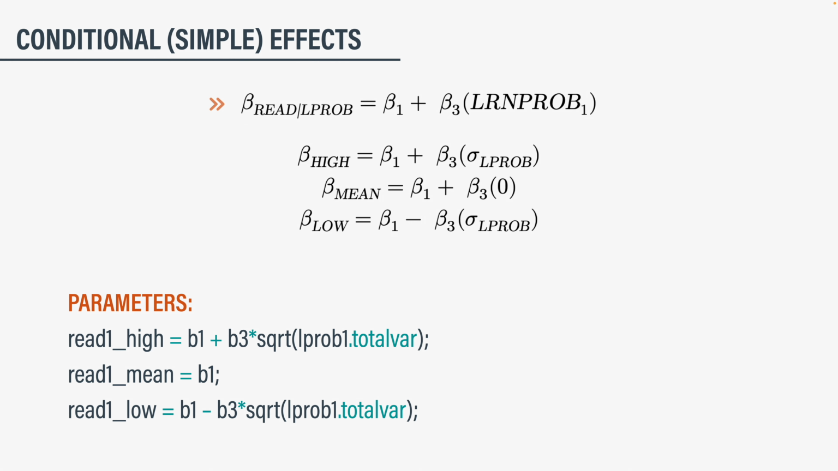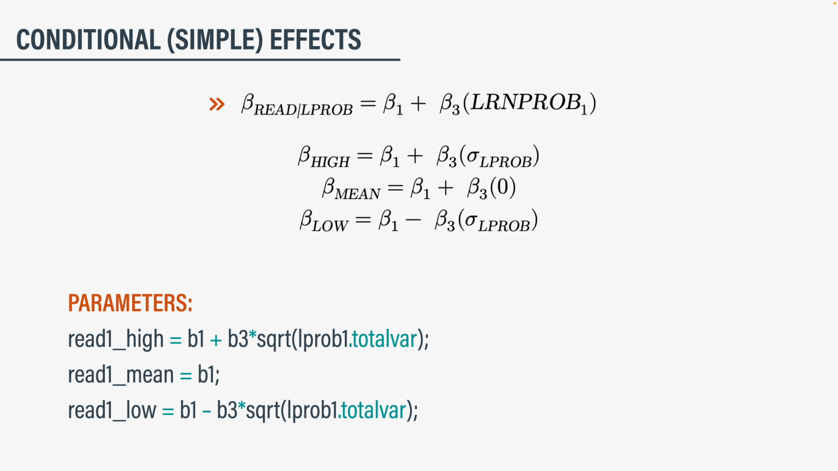The simple command works with a lot of different models, but not every model. I want to show you a different way to compute conditional effects that you can use 100% of the time. The top equation is the familiar expression for a simple slope. So we have estimates of B1 and B3, we just need to substitute in different values of the learning problems latent variable. I'm going to use the parameters command to compute the simple slopes at different levels of the moderator.